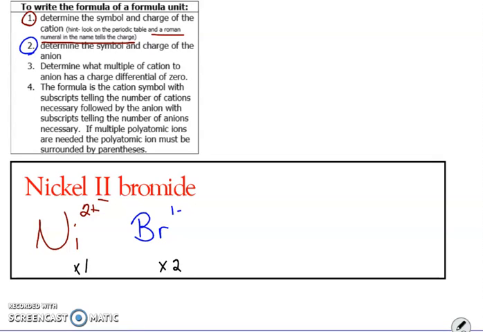Just like in math, you don't write a 1 in a formula. All right? You don't write 1x. So we're going to write the Ni. We're going to omit the 1 because it's understood that we have 1 of those. But we are going to write the subscript of 2, identifying that we need 2 of the bromides. So the formula for nickel 2 bromide is NiBr2.